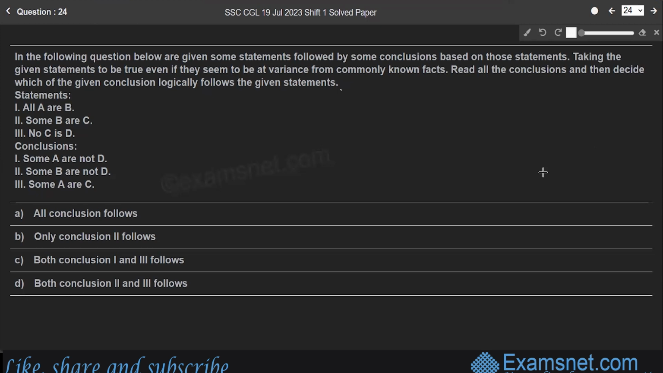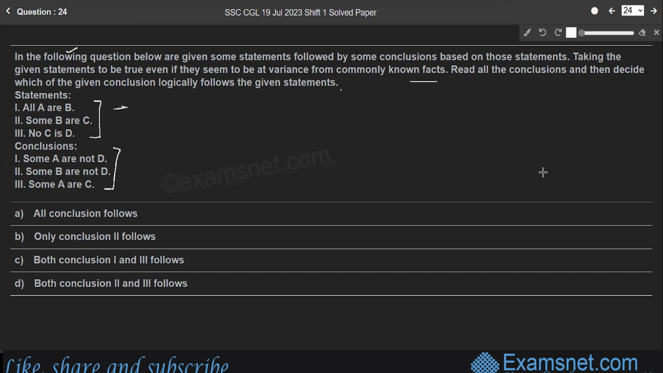Question 24. In the following question below are given some statements followed by some conclusions based on those statements. Taking the given statements to be true, even if they seem to be at variance from commonly known facts. Read all the conclusions and then decide which of the given conclusion logically follows the given statements. So students, let us represent the given statements in the form of Venn diagram. Later, we can decide which of the given conclusions logically follows the statements or not, right?